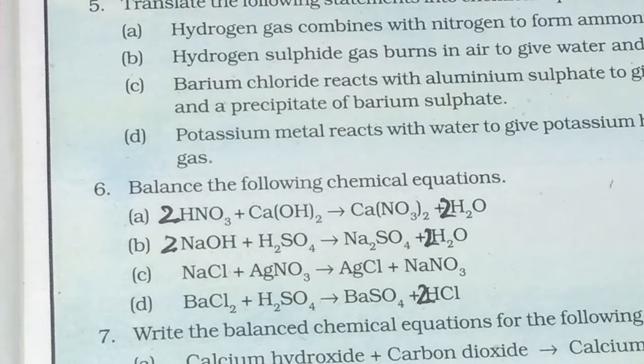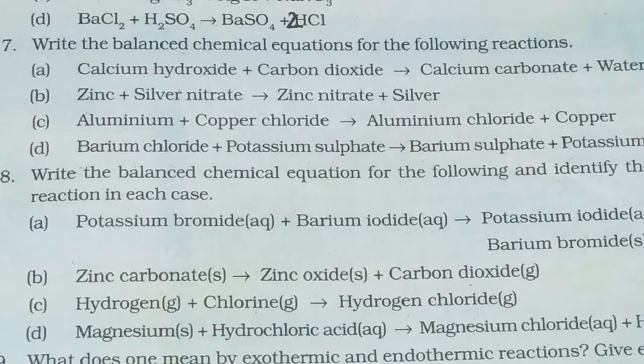Fourth one, barium sulfate. We have seen barium sulfate formation already in our previous activities, where it forms a white curdy precipitate. So, this is also a precipitation reaction. Let us see the seventh question now. So, observe this seventh question.